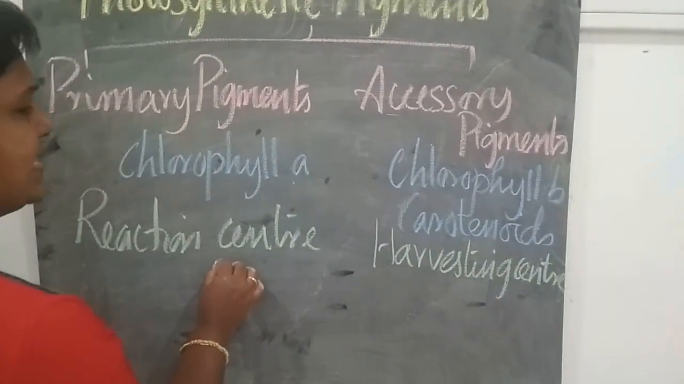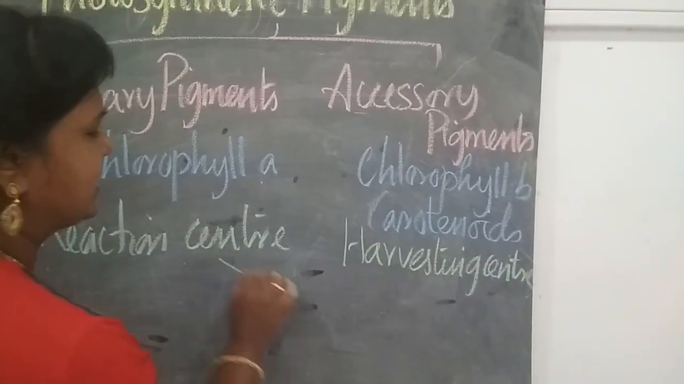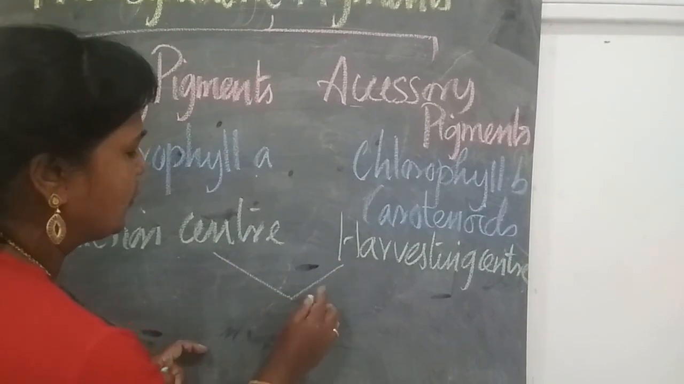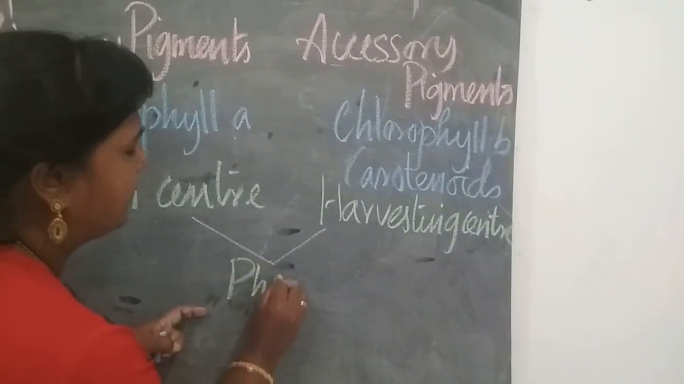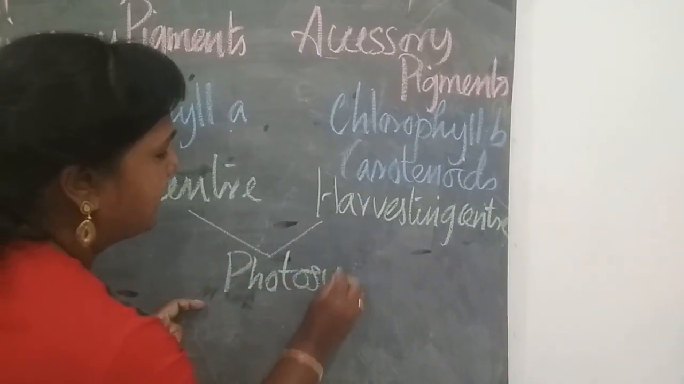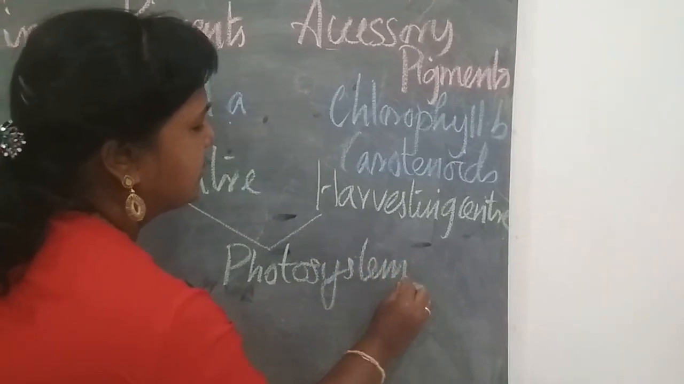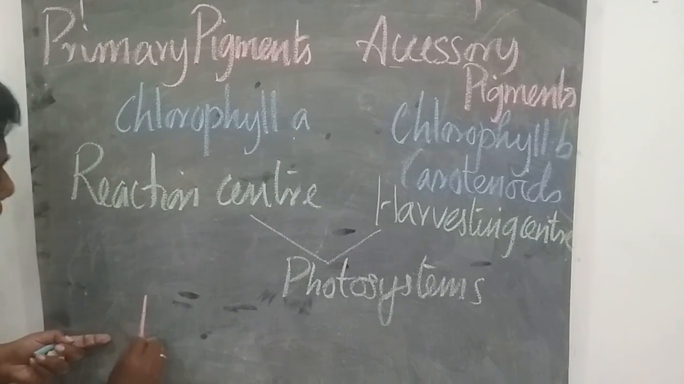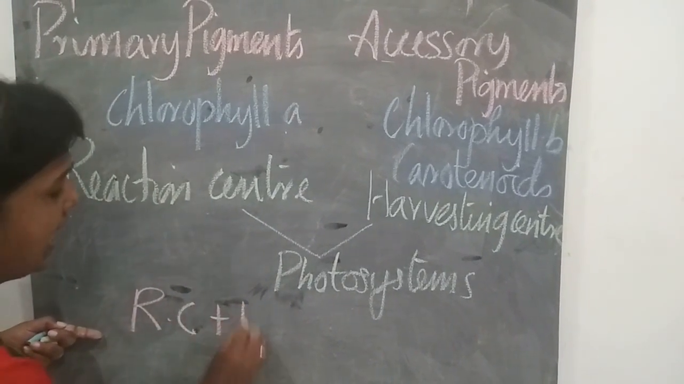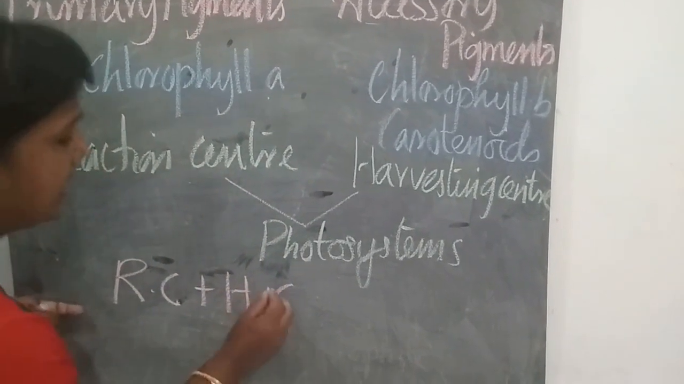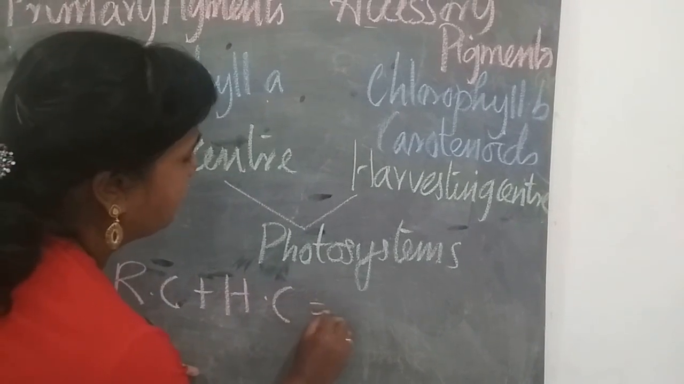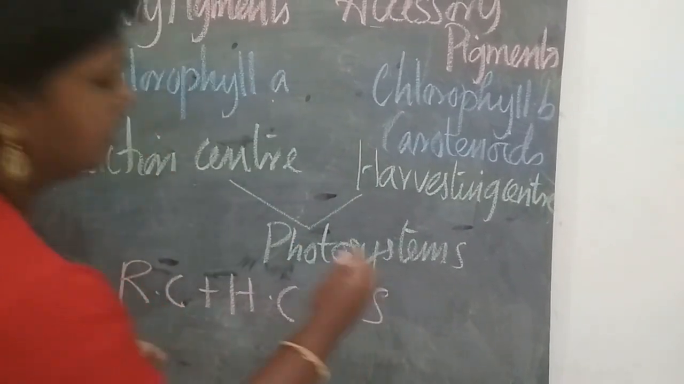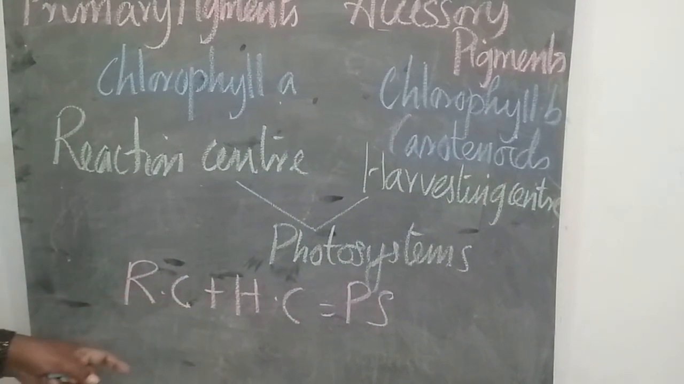Now, the reaction center and harvesting center together are said to be photosystems. So see here, the reaction center plus harvesting center gives photosystems.